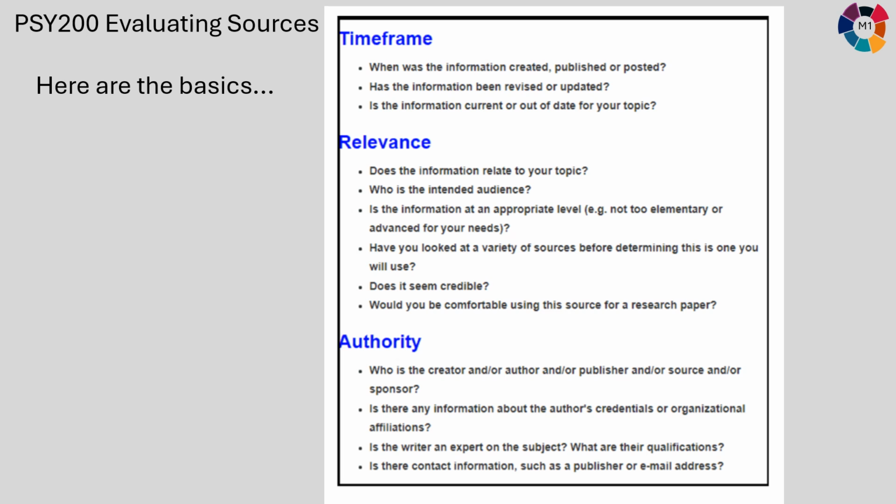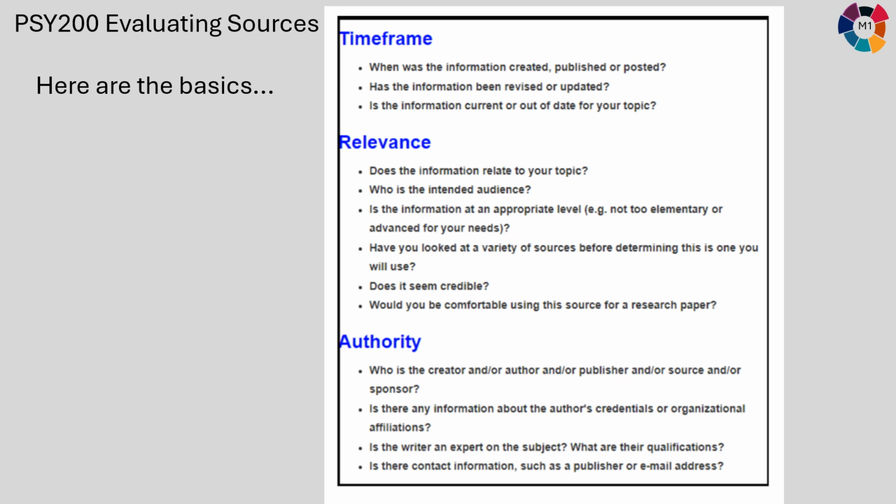So here we're going to talk about the main points we're looking over when we're trying to determine if a source is appropriate for our project. Because there's millions of sources out there that are academically reviewed or peer reviewed, and we don't need all of them, right? We only need the ones that work for us. So let's talk about that. The three things we're going to go over are time frame, relevance, and authority. So for time frame, we want to look at when was the information created, published, or posted.